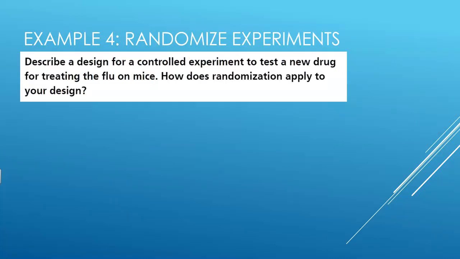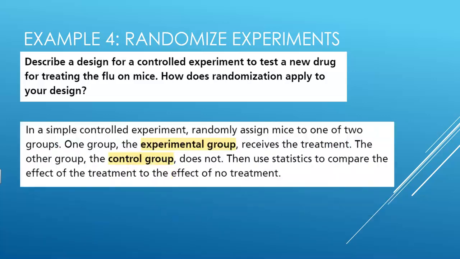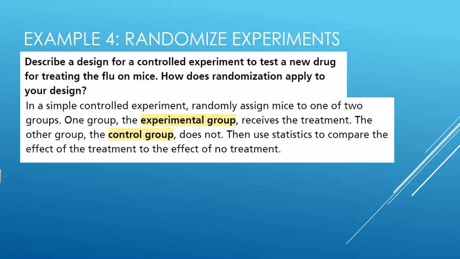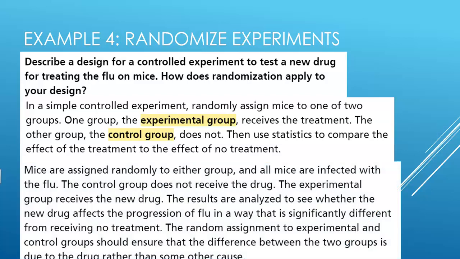And last but not least, we're going to look at how to make sure we randomize experiments. So describe a design for a controlled experiment to test a new drug for treating the flu on mice. How does randomization apply to your design? In a simple controlled experiment, randomly assign mice to 1 of 2 groups. One group we could call the experimental group, and they would receive the treatment. The other group, we call the control group, more vocabulary, does not. Then we could use statistics to compare the effect of the treatment to the effect of no treatment.